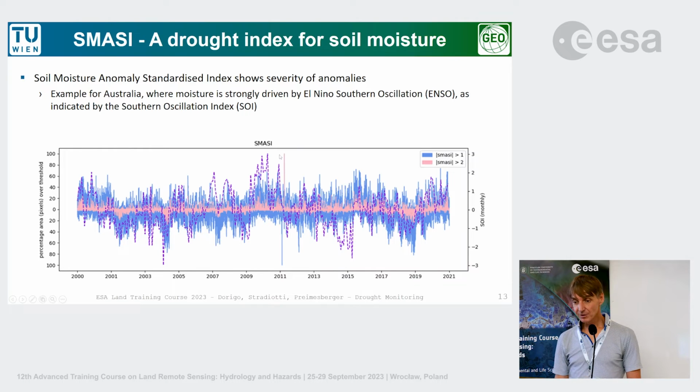But you can see here, for example, this is clearly an outlier, I guess. That indicates a very strong drought, but that must be interpreted with care.